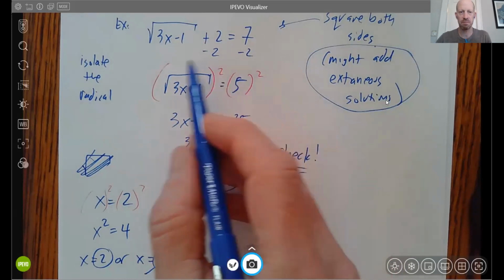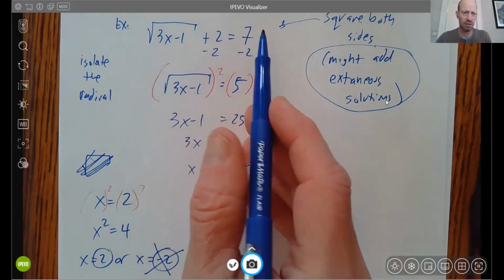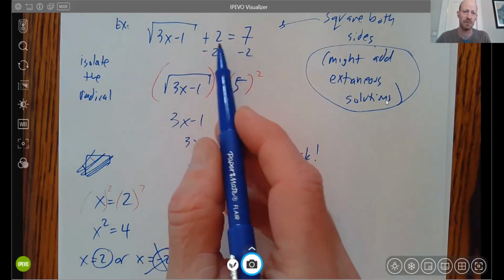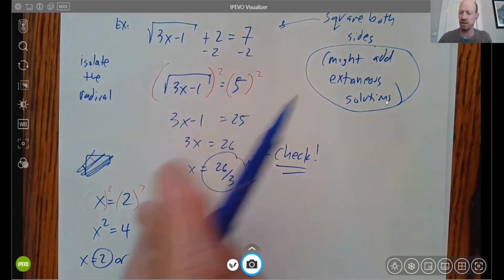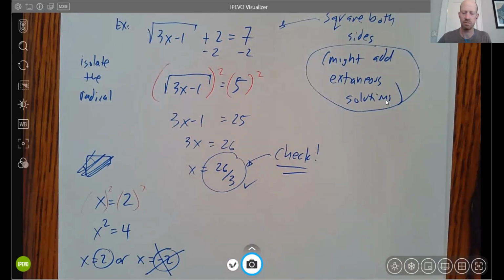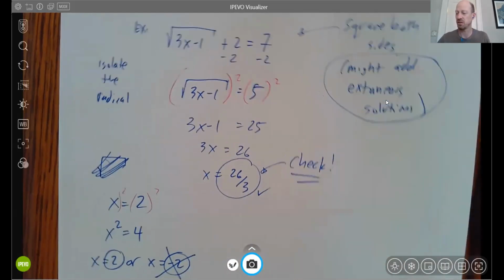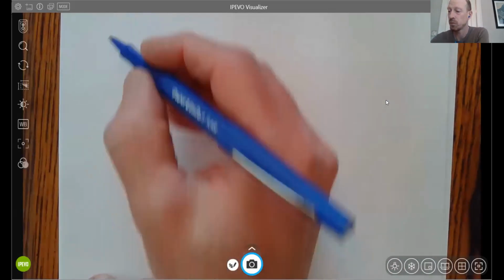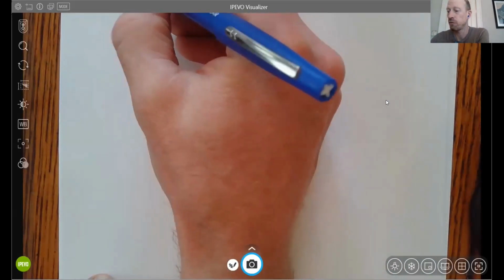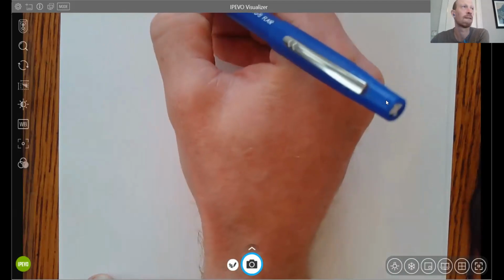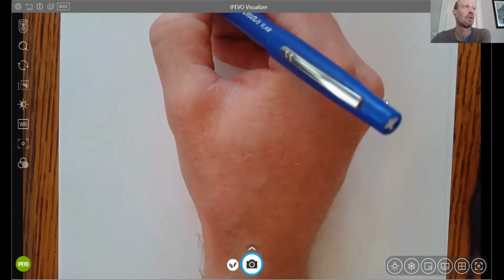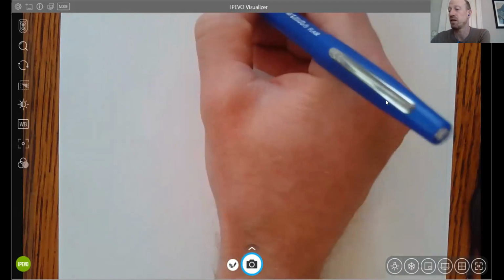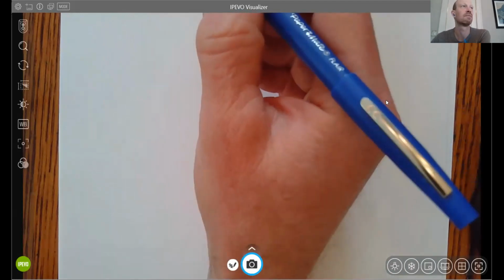This one was a pretty simple or relatively straightforward version. It had this tiny complication of having to isolate the square root. Let me show you one that's a little more complicated. The square root of 4 minus 3x, minus 8 equals x.